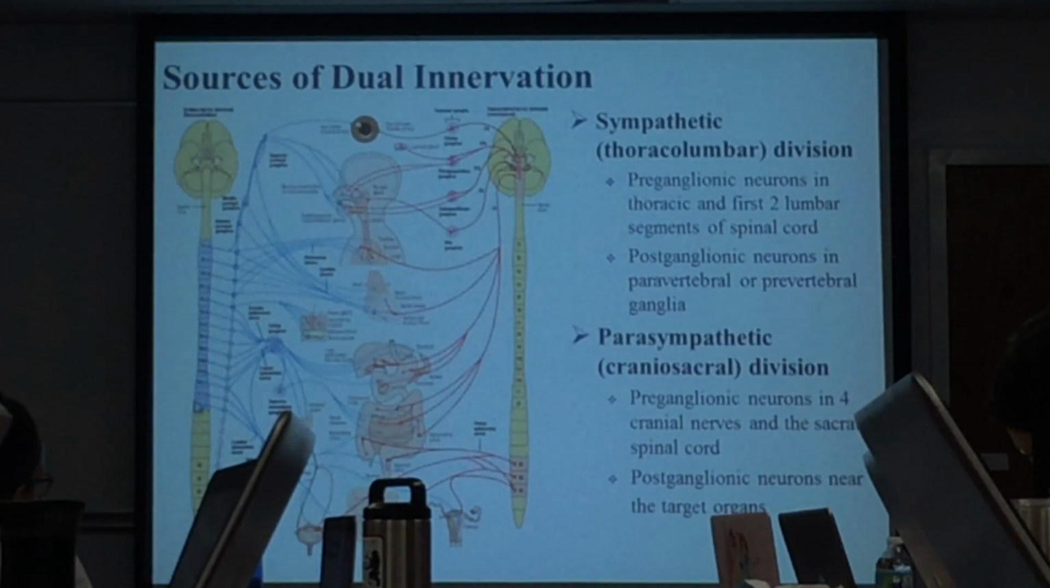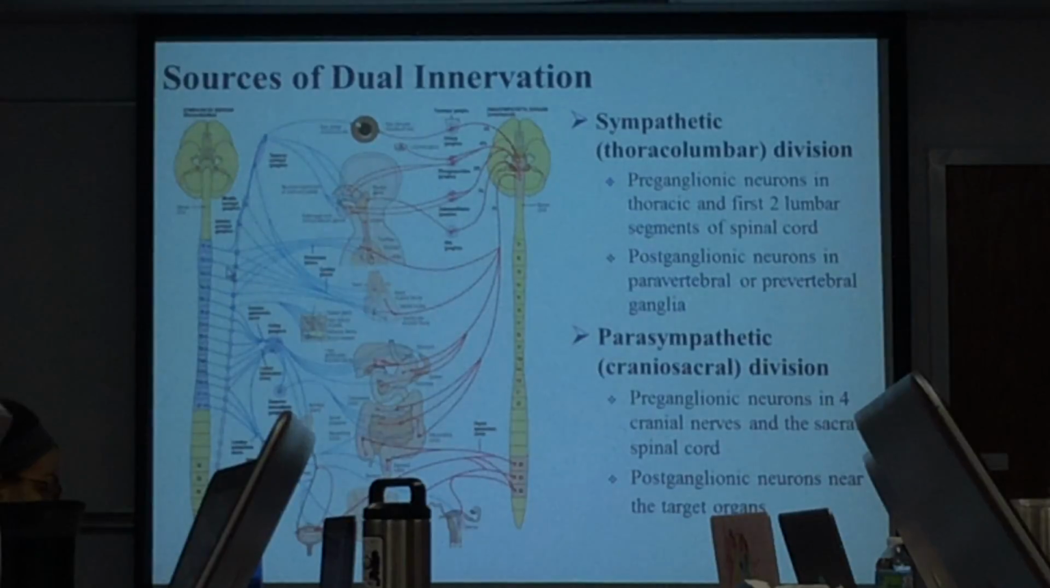And for the parasympathetic system, there are 4 cranial nerves, and also 4 sacral spinal cord nerves. So compared to the sympathetic system, the parasympathetic system is relatively less complicated.